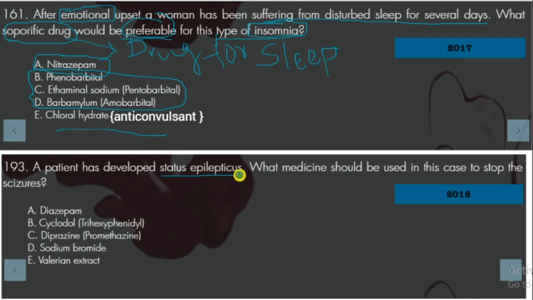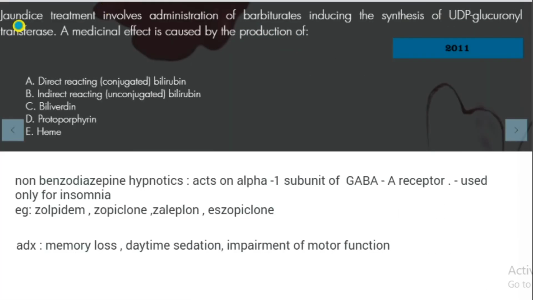A patient has developed status epilepticus. Medicine that should be used in the case of unstoppable seizure is diazepam. Jaundice treatment involves administration of barbiturates, inducing synthesis of glucuronide transferase. A medicine effect is caused by the production of direct reacting or direct conjugated bilirubin. This is asking about inducing the synthesis of UDP glucuronide.